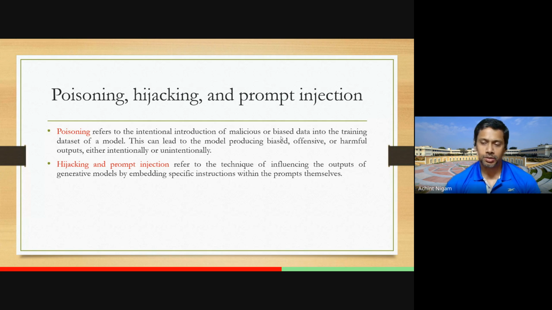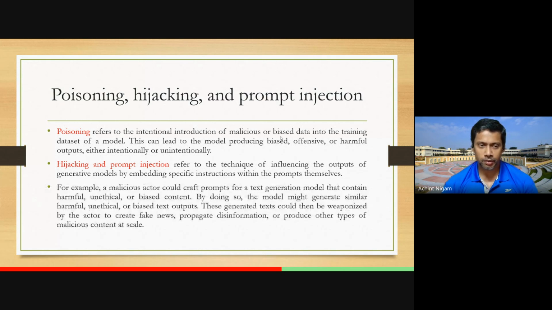What are hijacking and prompt injection? It refers to the techniques of influencing the output of generative models by embedding specific instructions within the prompts themselves. We're going to see a couple of examples. For example, a malicious actor could craft a prompt for a text generation model that contains harmful, unethical, or biased content. By doing so, the model might generate similar harmful, unethical, or biased content. And this generated text could be weaponized by the actor to create fake news, propagate disinformation, or produce other types of malicious content at scale.